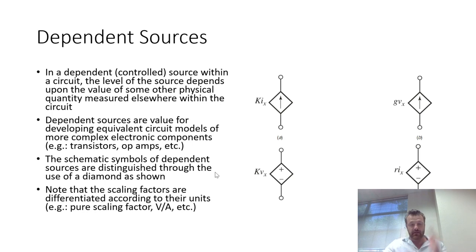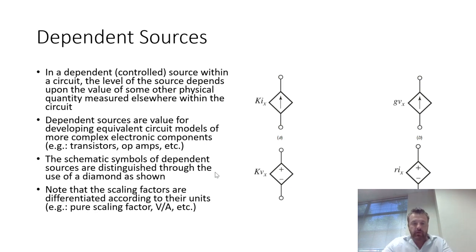It didn't depend on the value of the current through them, nor any other value of a circuit quantity anywhere else in the circuit. So dependent sources are going to have their level controlled by some other physical factor, either voltage or current, measured elsewhere in the circuit. When you think about why dependent sources are valuable, it's really from a modeling point of view. And most notably, when you move on to your electronic devices class and you're using dependent sources to model the behavior of transistors, that's likely where you'll see these again.